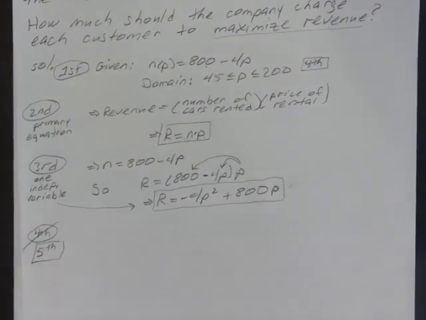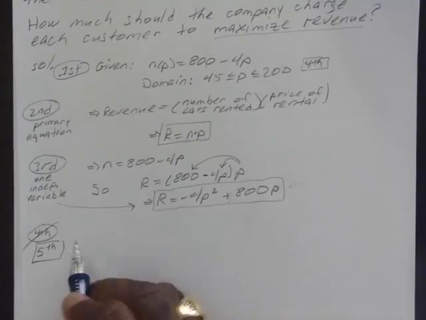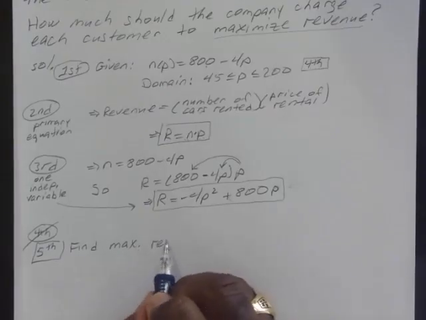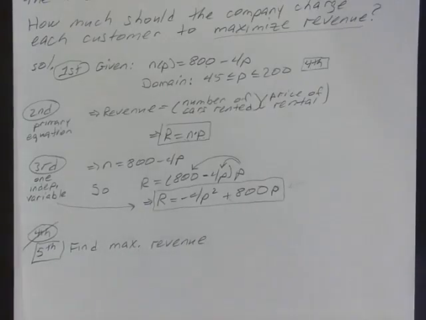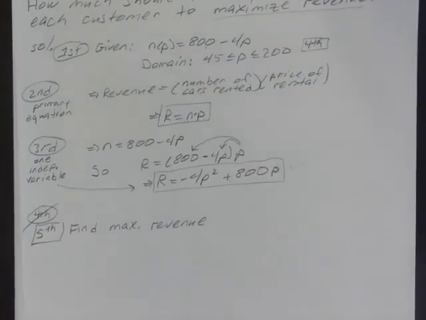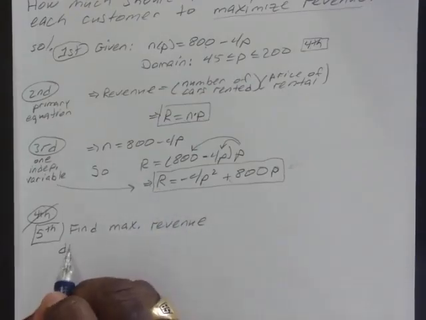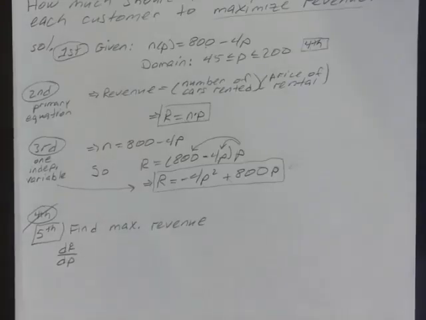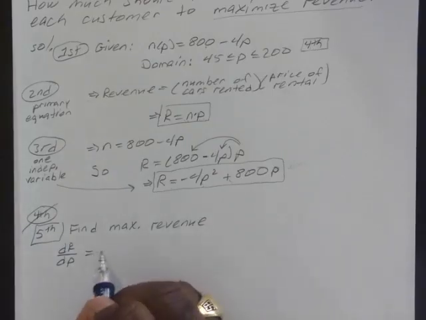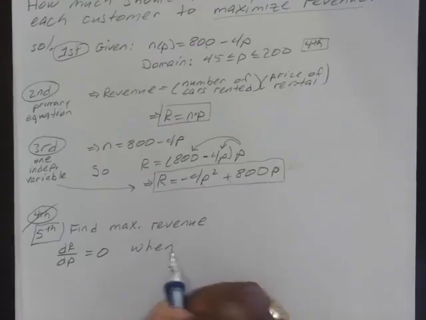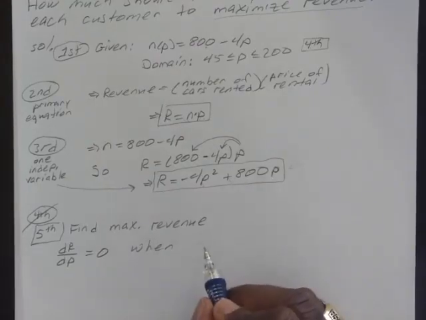Our fifth step. We want to find the maximum value, or in this case, maximum revenue. Which means we have to find the rate of change of R with respect to the price. So the derivative of the revenue with respect to the price, we need to find where that is equal to 0, because that'll give us our minimum and maximum.